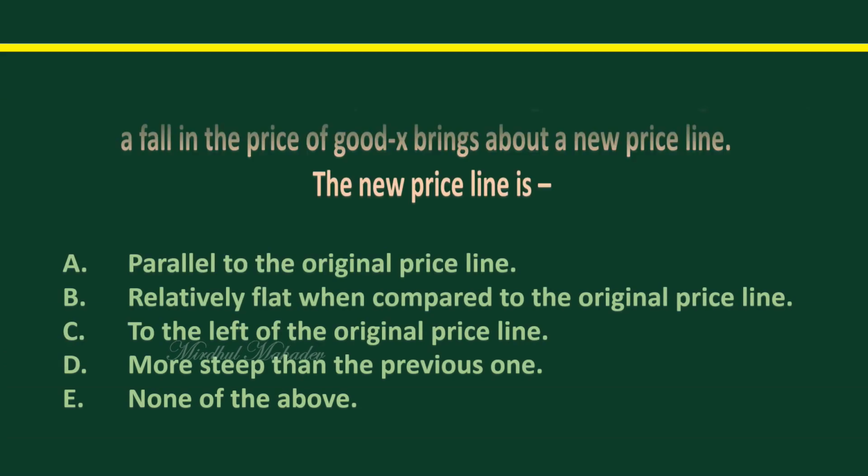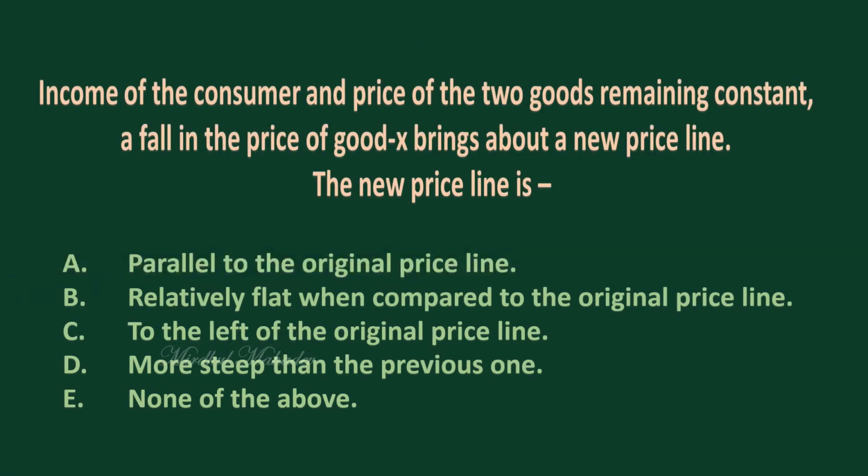Income of the consumer and the price of good Y remaining constant, a fall in the price of good X brings about a new price line. The new price line is A. Parallel to the original price line. B. Relatively flat. C. To the left of the original price line. D. More steep than the previous one. E. None of the above.